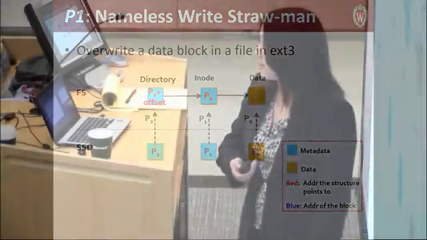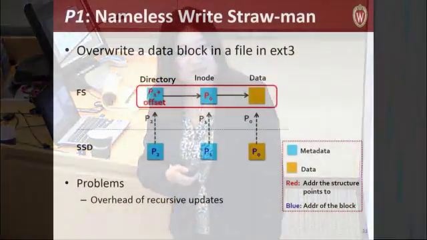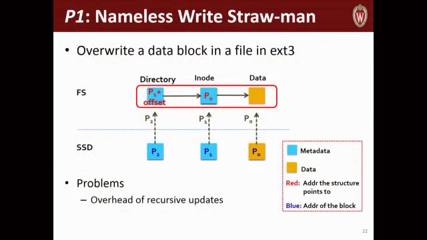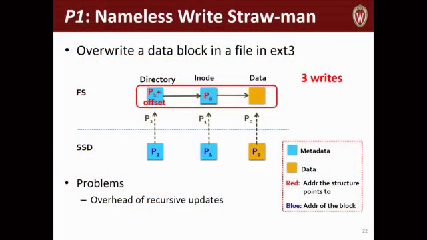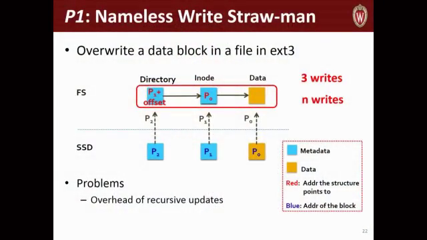You can see there are several problems in this process. The first problem is the overhead of recursive updates. Originally, we only wanted to overwrite the orange block, and now we have 3 writes. We also need to enforce ordering in this chain of recursive updates. And imagine if we have a long directory chain; this can go up to n writes.